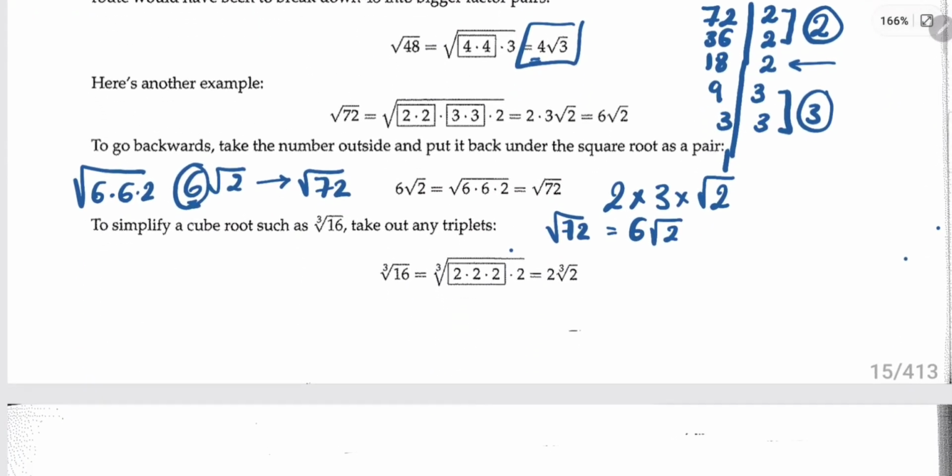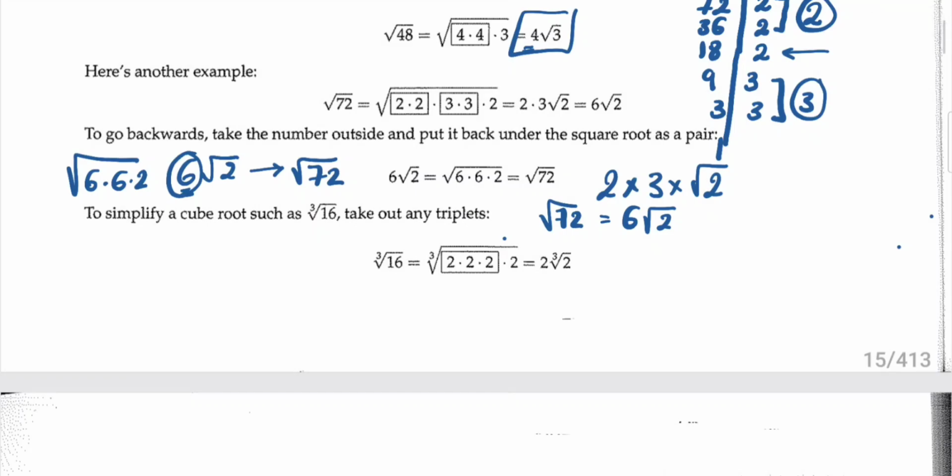Okay, let's take another example: cubic root 16. Now you have to find the number repeated 3 times, so to the power 3, because the power 3, the cube, is removed with the cubic root. When you find the number repeated 3 times, take only one of it. So let's factorize 16. 16 divided by 2 would be 8, divided by 2 would be 4, divided by 2 would be 2, and divided by 2 will be 1.